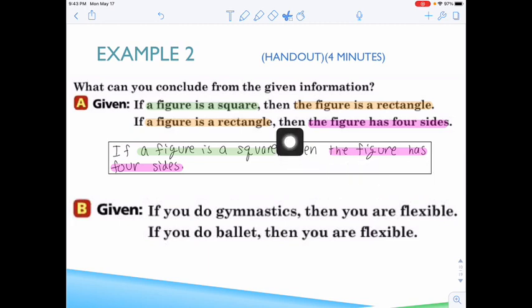I like to use highlighters with different colors because it's easy to see what matches and where my hypotheses and conclusions are. You can also underline, circle, or square them if you don't have colors with you.